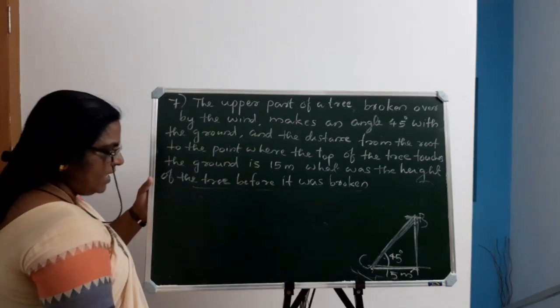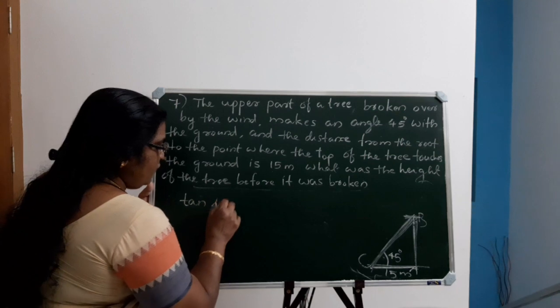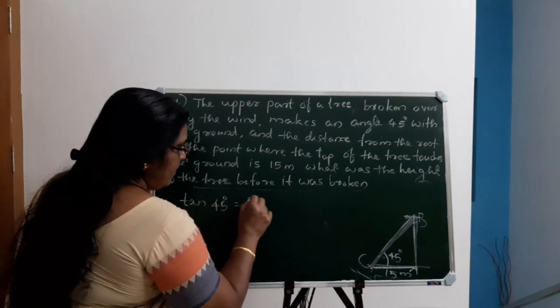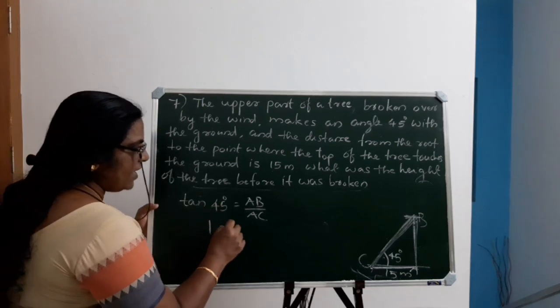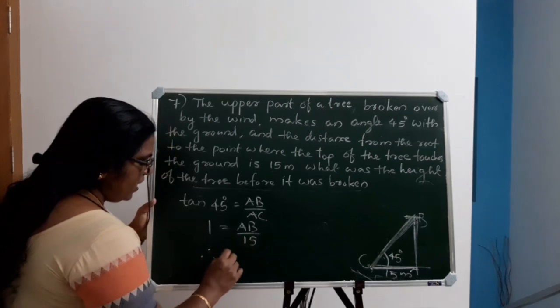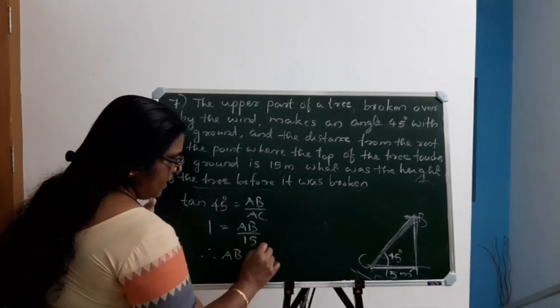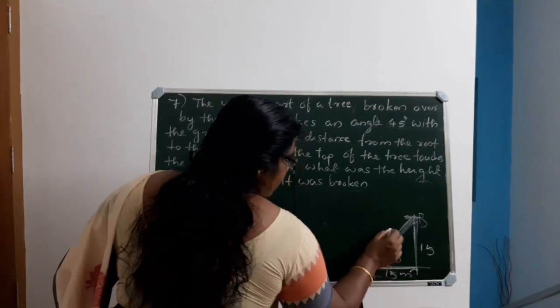In this triangle ABC, tan 45 degrees is equal to AB by AC. Tan 45 is 1. It is equal to AB by AC, which is 15. Therefore, AB is also 15 meters. AB is 15 meters. Next, we can find this side.